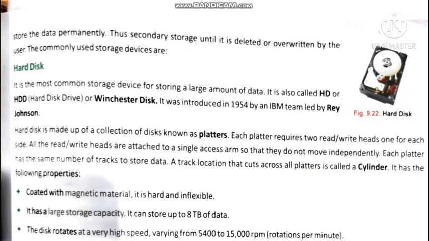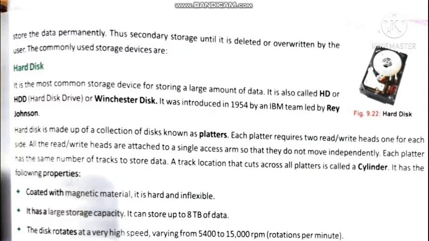Now every disk is divided into different tracks, and the track location that cuts across all the platters is known as a cylinder. So this is the basic configuration or architecture of your hard disk.